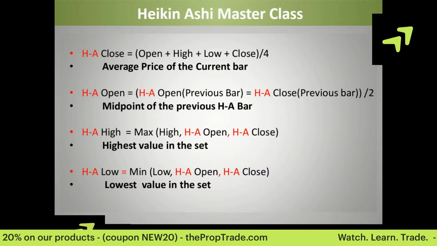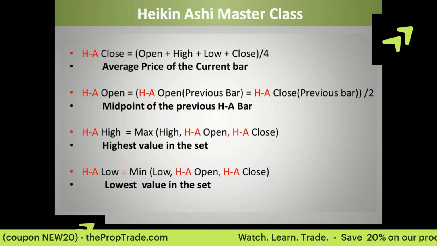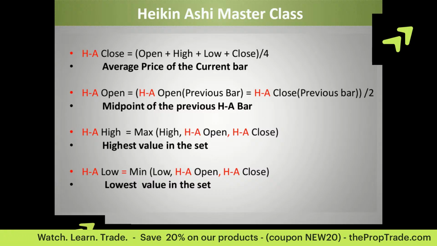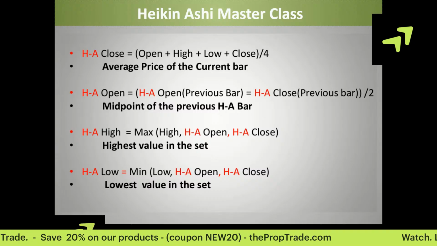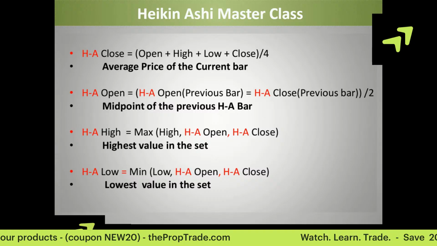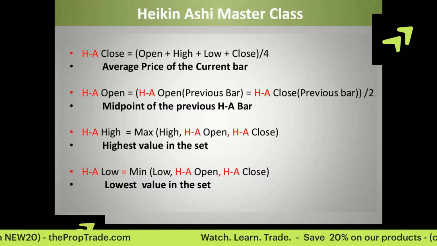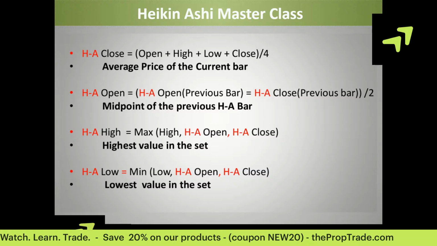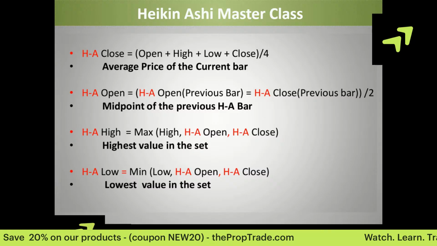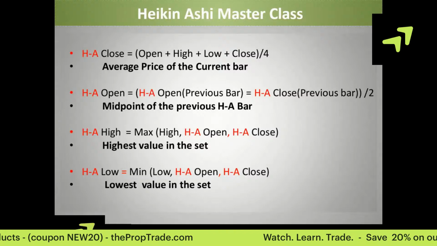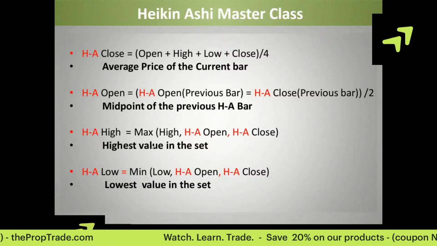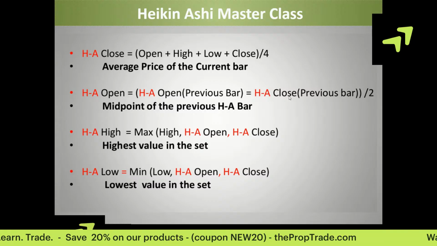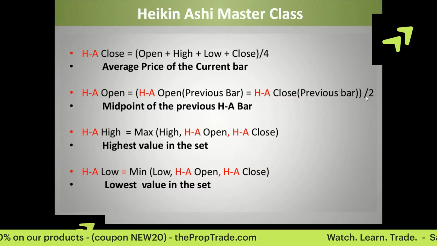The open on a Heikin-Ashi candle is the midpoint of the previous Heikin-Ashi bar. And this is the big difference between Heikin-Ashi candles and normal candlesticks. We've got an average price for the close, and then the midpoint of the previous Heikin-Ashi bar. Every single time you see a new Heikin-Ashi candle starting on your chart, it's always in the middle of the previous Heikin-Ashi bar. So the Heikin-Ashi open equals the Heikin-Ashi open of the previous bar plus the Heikin-Ashi close of the previous bar, divided by 2. That's the maths behind it.